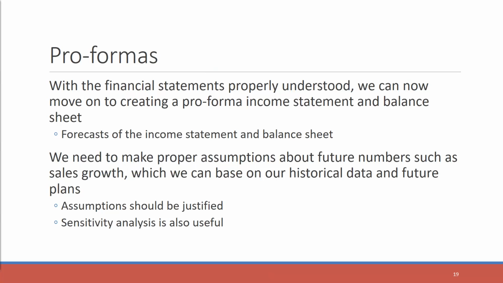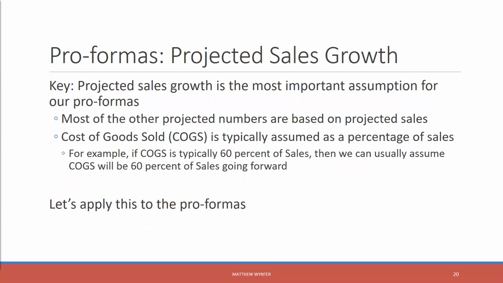The way we're going to do this is by forecasting an income statement and a balance sheet. We need to make some proper assumptions about future numbers, such as sales growth, which we can base on historical data and future plans. We want to make sure that our assumptions are justified, and sometimes it's good to do sensitivity analysis to see how your projections veer given these different assumptions that you're making.